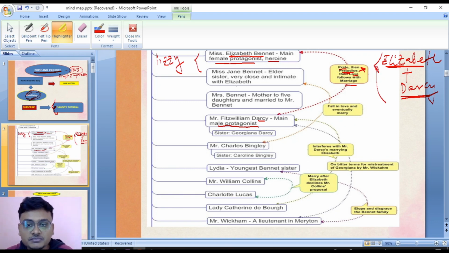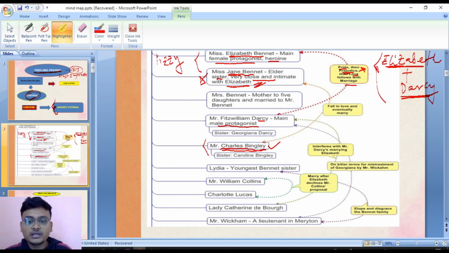Now come to the next, Miss Jane Bennet, the eldest daughter of Mr. and Mrs. Bennet's family. Jane Bennet, the elder sister, is very close and intimate with Elizabeth. Miss Jane has fallen in love with Mr. Charles Bingley, from the north of England, and they have recently come to Netherfield Park. Charles Bingley is from the north of England, and Miss Jane Bennet has fallen in love with Mr. Charles Bingley, and vice versa. Mr. Charles Bingley also fell in love with Jane Bennet, and Jane Bennet is the eldest daughter of the family, and she is very close and intimate with Elizabeth.